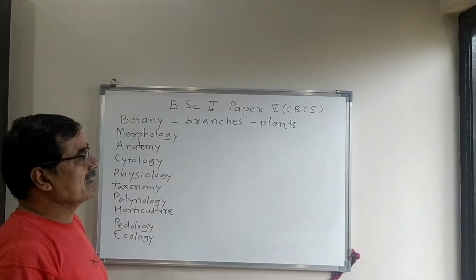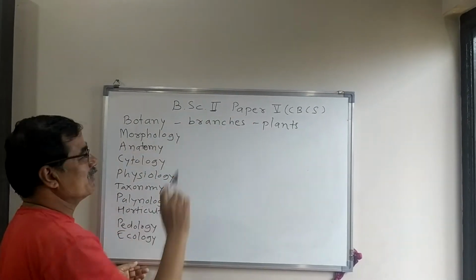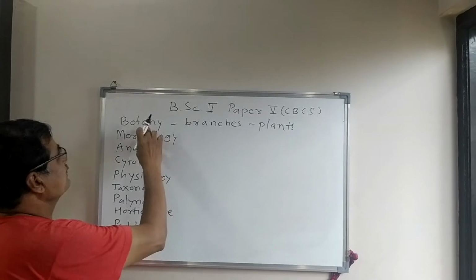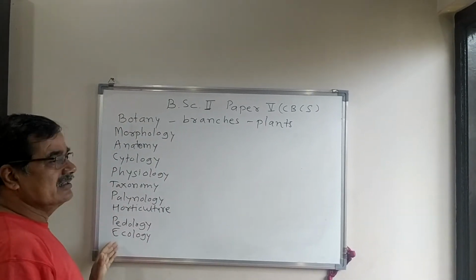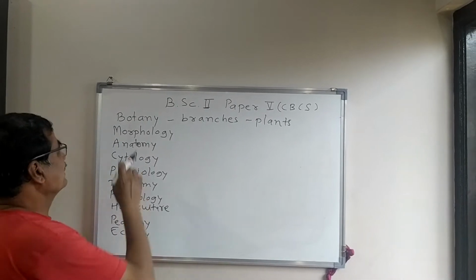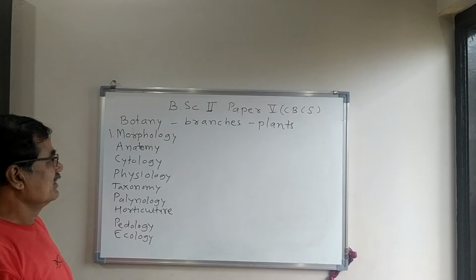The study of plants in relation to their interrelationships is known as botany. Botany consists of many branches. Here I have indexed a few branches. First of all, we are going to see morphology.